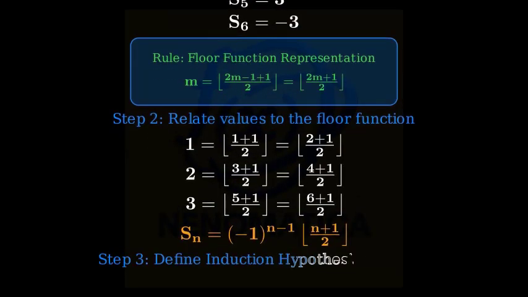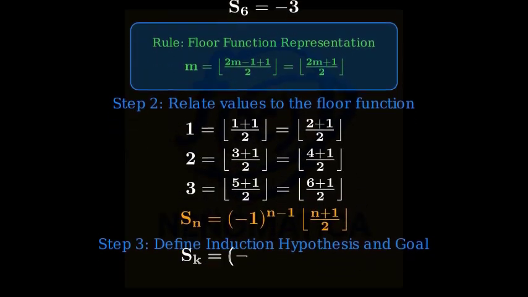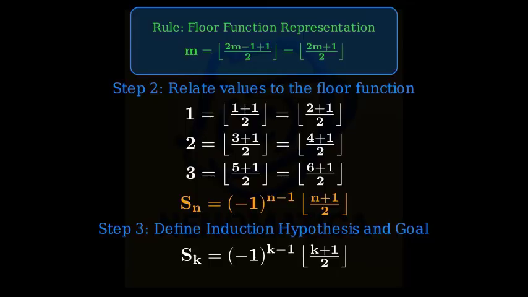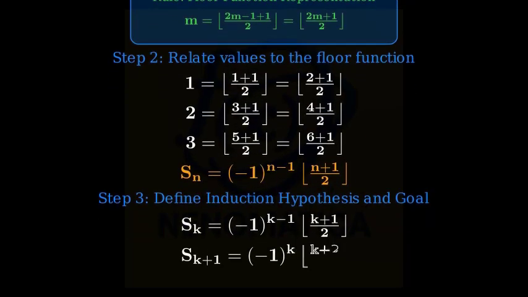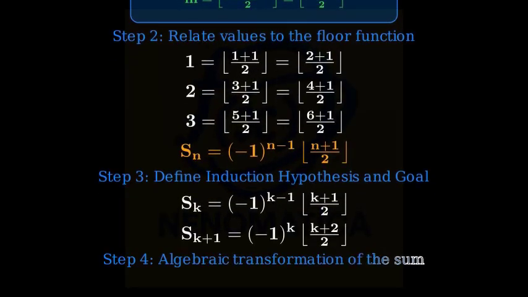Step 3. Set up mathematical induction. Induction hypothesis. Assume s sub k equals (negative 1) to the power k minus 1 times the floor of k plus 1 over 2. Induction goal. Show that s sub k plus 1 equals (negative 1) to the power k times the floor of k plus 2 over 2. Step 4. Transform s sub k plus 1 using the definition.